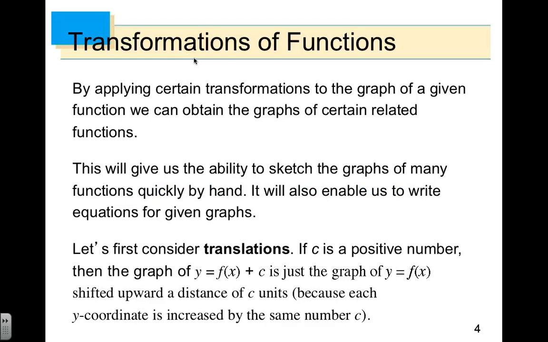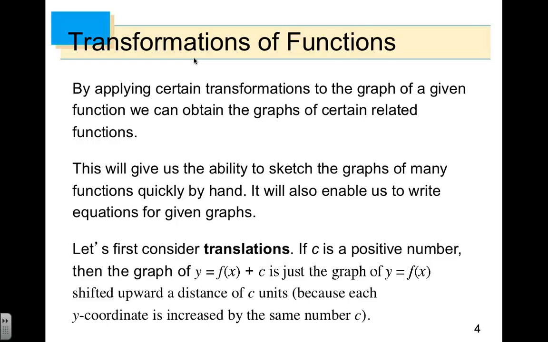By applying certain transformations to the graph of a given function, we can obtain the graphs of certain related functions. This will give us the ability to sketch the graphs of many functions quickly by hand. It will also enable us to write equations for the given graphs. So let's first consider translations.